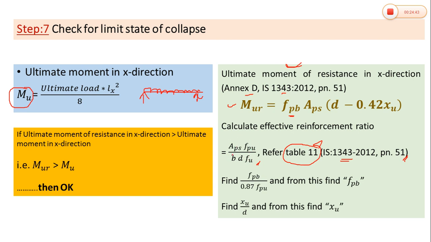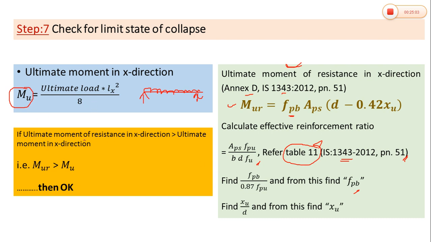So we are using this term. For that, initially first of all we need to calculate the value of FPB by 0.87 pu, and from this we get the value of FPB. Okay, so it will be more clear when we are going to see that table 11. So what is that check?